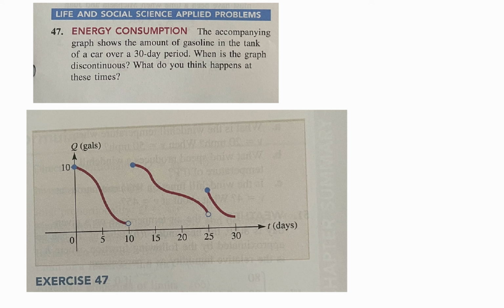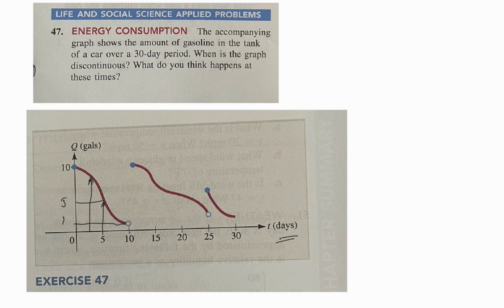Problem 47 says the accompanying graph shows the amount of gasoline in the tank of a car over a 30 day period. When is the graph discontinuous? So you fill your tank with gas with 10 gallons. You drive, and the 10 gallons are disappearing. Maybe you drive in days. After 1 day or 2 days, you have 8 gallons. After 5 days, you maybe have 5 gallons. And after 10 days, you will have maybe 1 gallon.